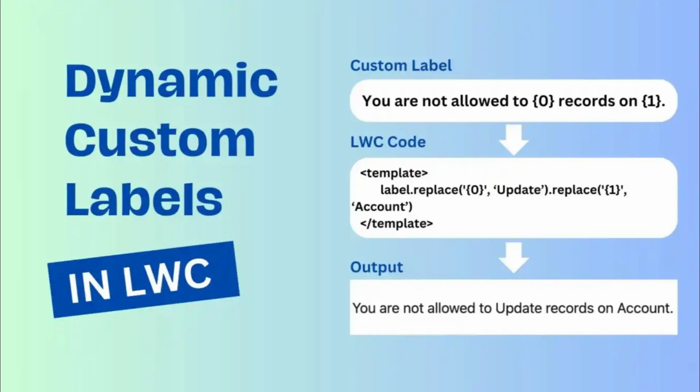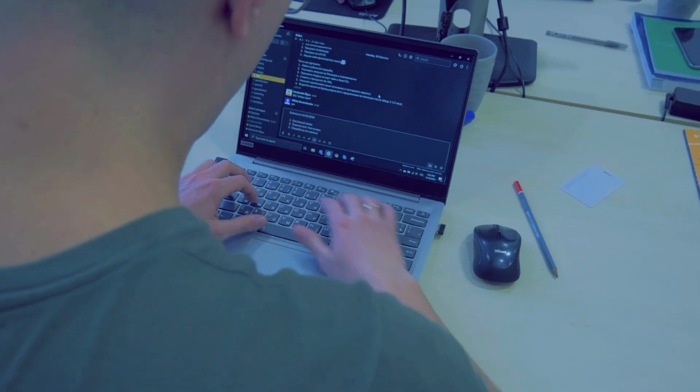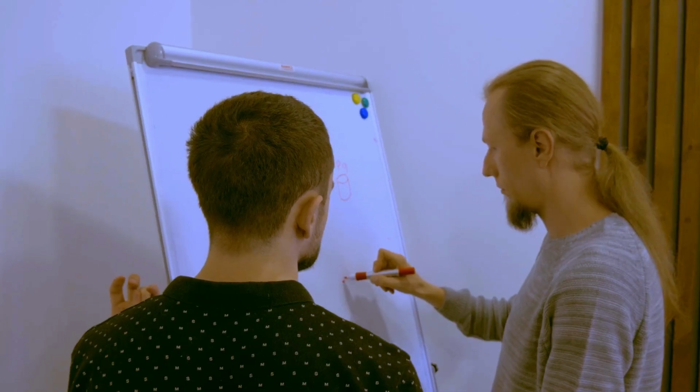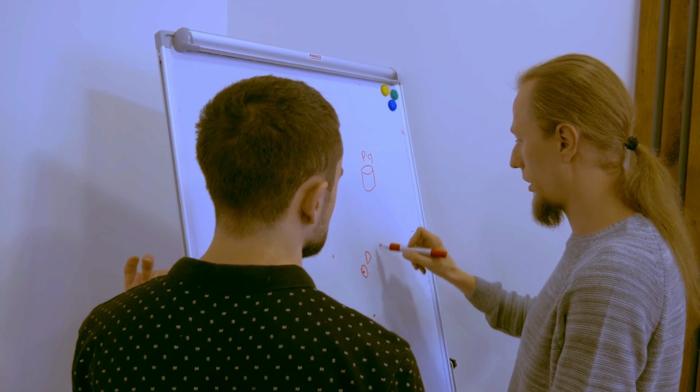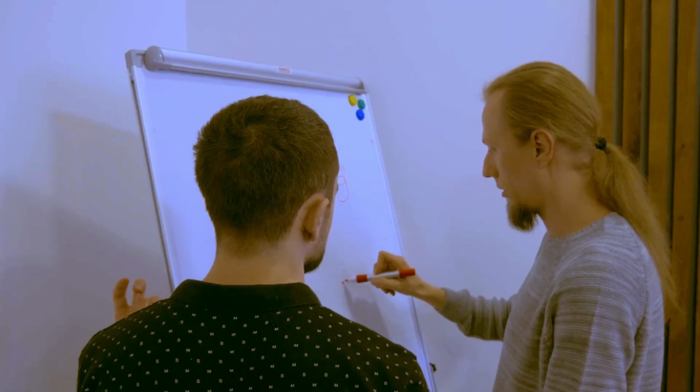In this session, I am going to walk you through the steps to create and use dynamic custom labels in LWC components. You might have used custom labels to store static text translation, but have you ever used it as a dynamic custom label where you can replace parameters? I am going to walk you through the steps of creating a label and then dynamically replacing the parameters using LWC components.